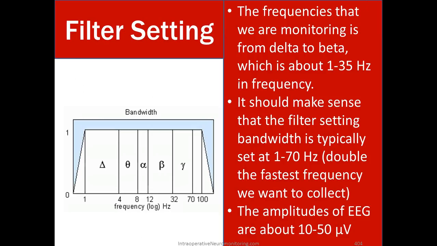Filter settings. The frequency that we are monitoring is from delta to beta, which is about 1 to 35 hertz. It should make sense that the filter settings bandwidth is typically set at 1 to 70, or double the fastest frequency we want to collect. The amplitude of EEG is about 10 to 50 microvolts.